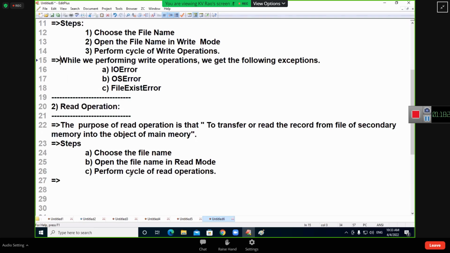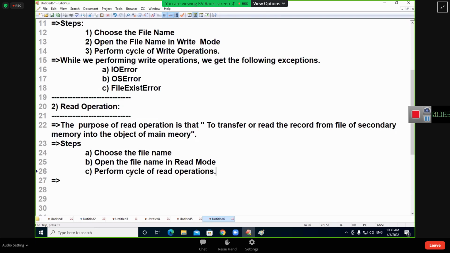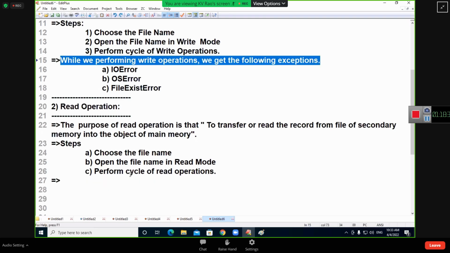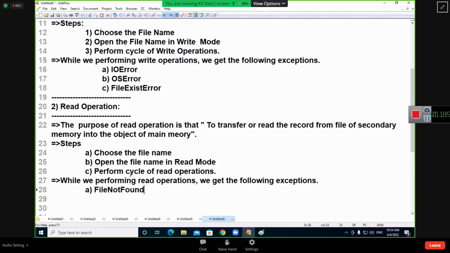While we are performing which operations? Read operations. While we are performing read operations, we get the following exceptions. What is the first one? File not found error. I will explain that.